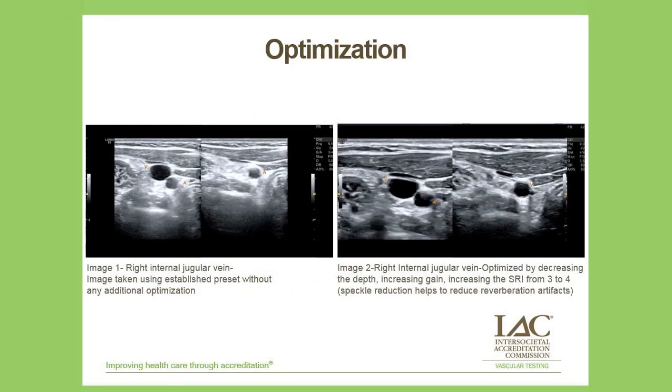In image one, we have the right internal jugular vein. It's taken using an established preset without any optimization. So on this patient, that doesn't work. So we optimize by decreasing the depth, increasing the gain, and we increase the speckle reduction from 3 to 4. That helps reduce reverberation artifacts.